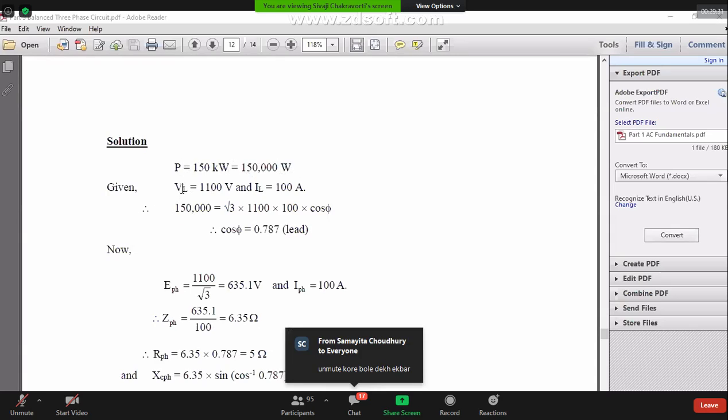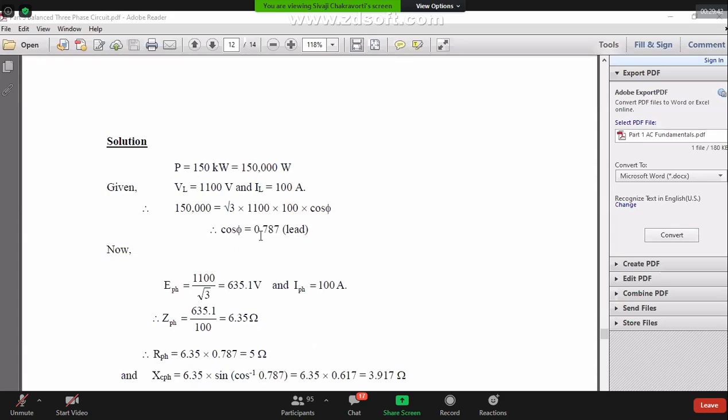So this is the first thing that we make a very clear decision about. Then how do you solve it? The power is stated to be 150 kilowatt, that is active power. By the way, when in AC circuit we simply talk about power, it implies it is active power.